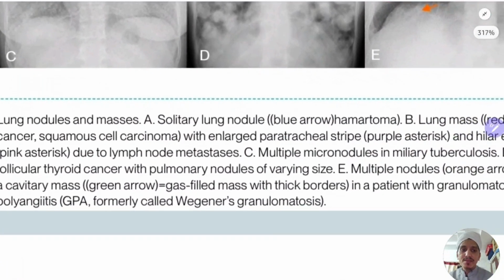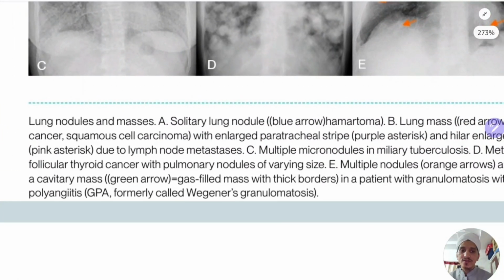Let us see what multiple micronodules are. Micronodules are nodules less than 6 mm, and they are known as micronodules. So this is miliary tuberculosis.